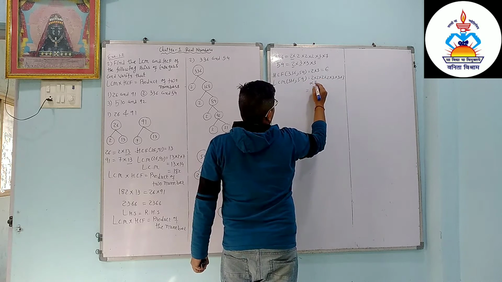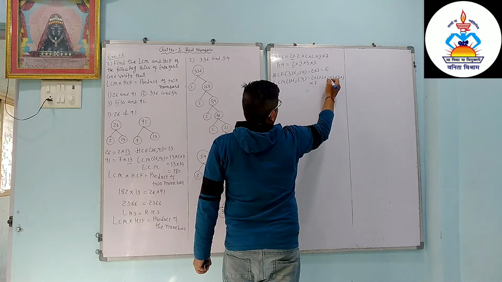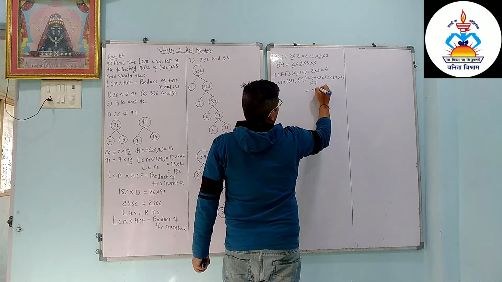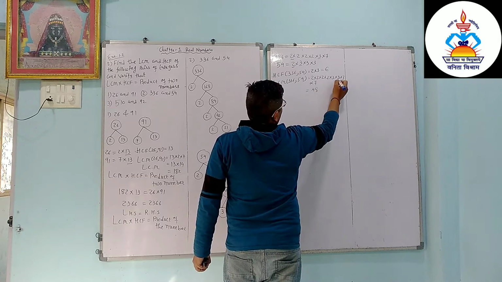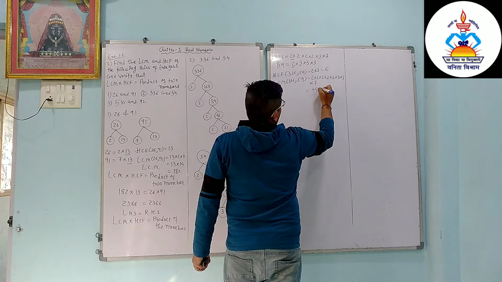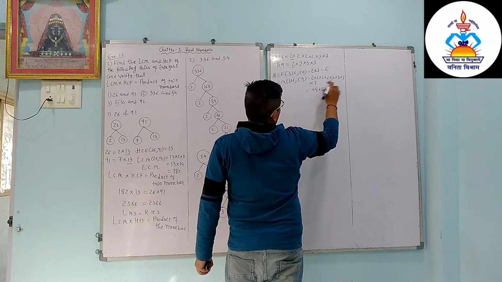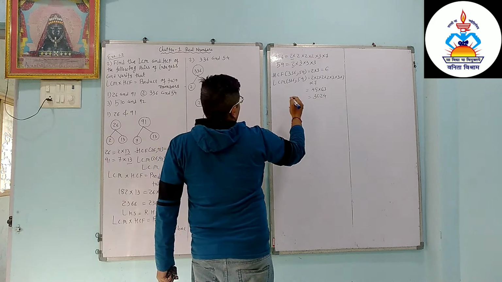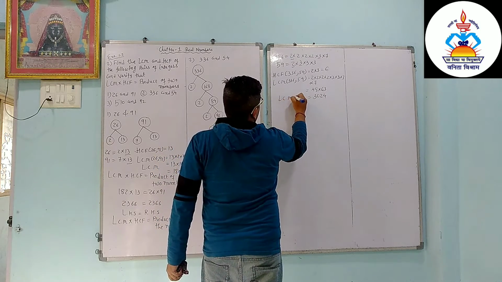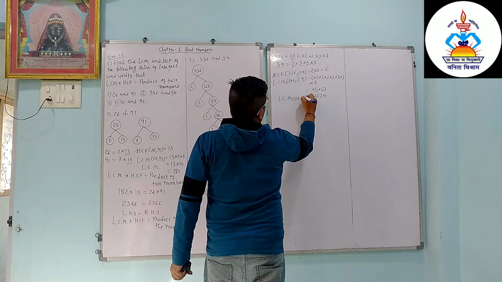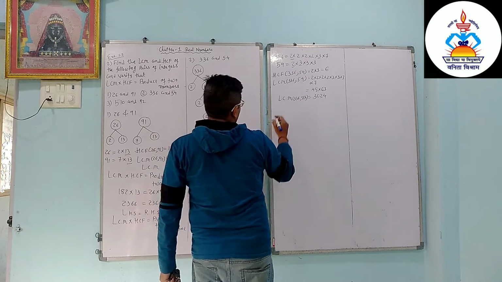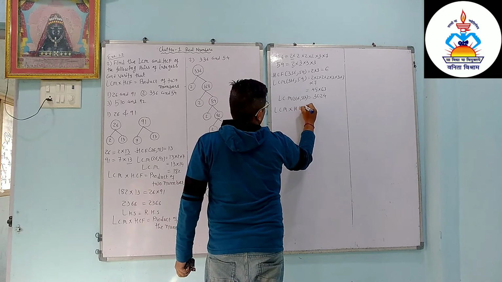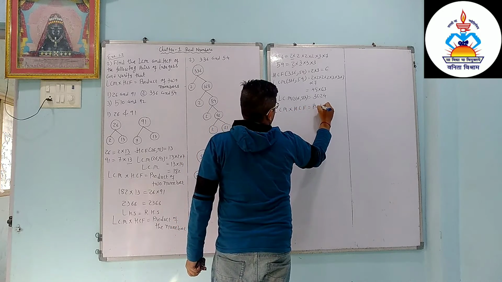So we get here 2 2s are 4, 4 2s are 8, 8 2s are 16, 16 3s are 48, 48 into 63, okay, 3024. Now we get here LCM of 336 and 54 equals 3024. Now we are going to prove that LCM into HCF equals product of two numbers.